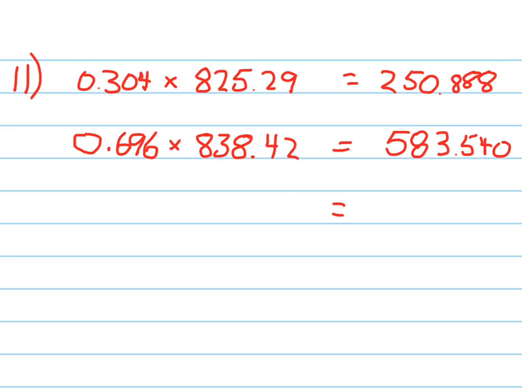for a grand total of 834 grams per mole. And we only get 3 significant digits because our percentages were only to 3 significant digits. So our average atomic mass is 834 grams per mole.